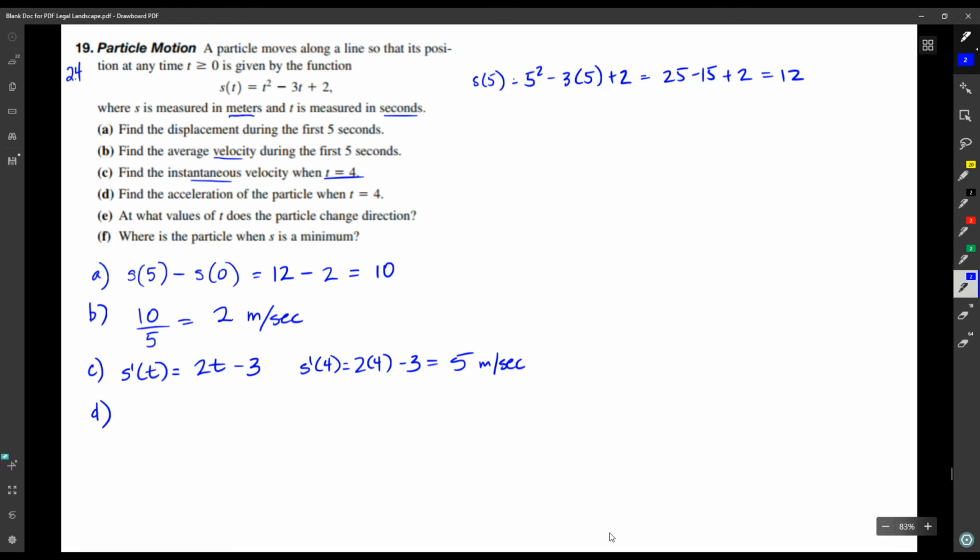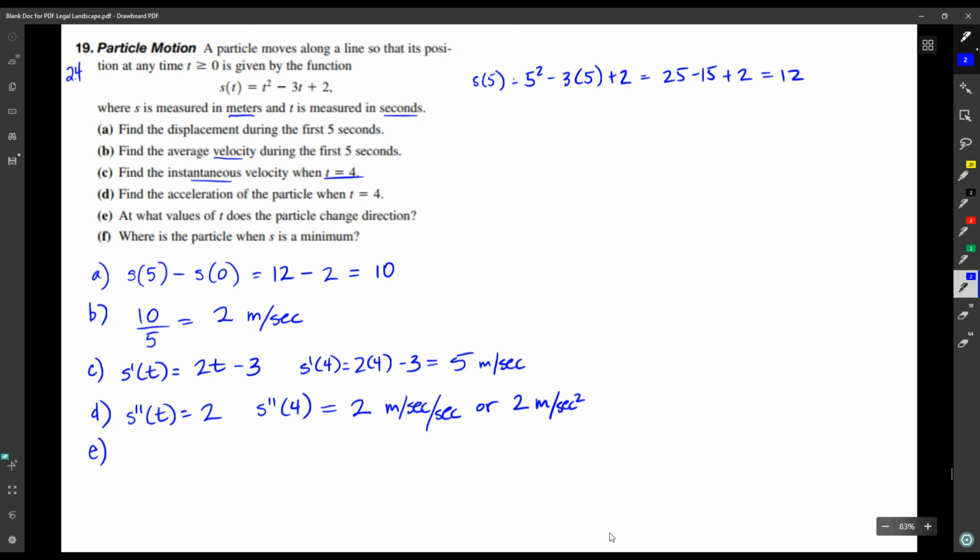Let's go to part D. Find the acceleration of the particle at t equals 4. Acceleration is the derivative of velocity, which means it's the second derivative of position. So we want S double prime of t. In this case, it's just 2 by the power rule. So it really doesn't matter when we check it. S double prime of 4, or really of any input value, is going to be 2. And that's a rate of a rate. So it's meters per second, or oftentimes we see that written as 2 meters per second squared.